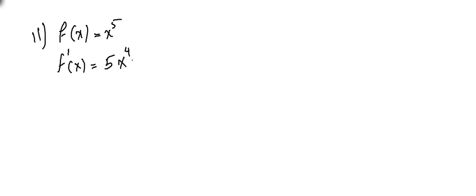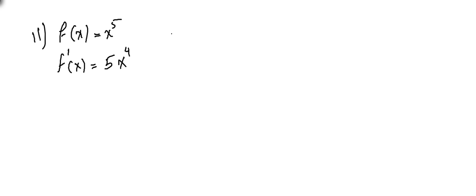Number 11. It's all polynomials, the same, right? F of x equal x power 5. He just wants me to find the derivative. He didn't give me any points to replace. Same: at the end, when we finish, we just replace x with the point he gave me. What is the derivative? 5x to the power 5 minus 1 times the derivative of x, which is 1. So 5x power 4 is the answer.